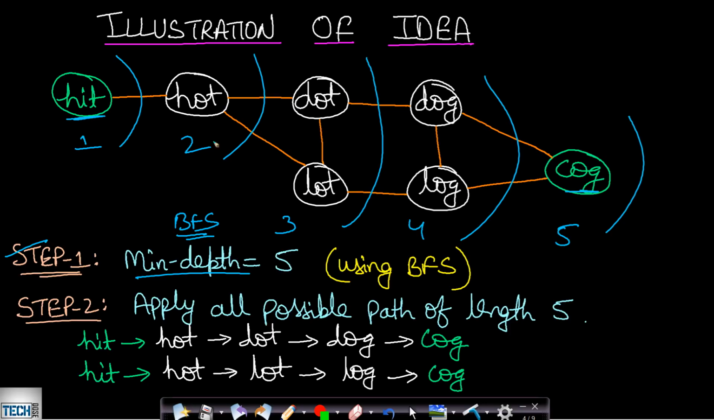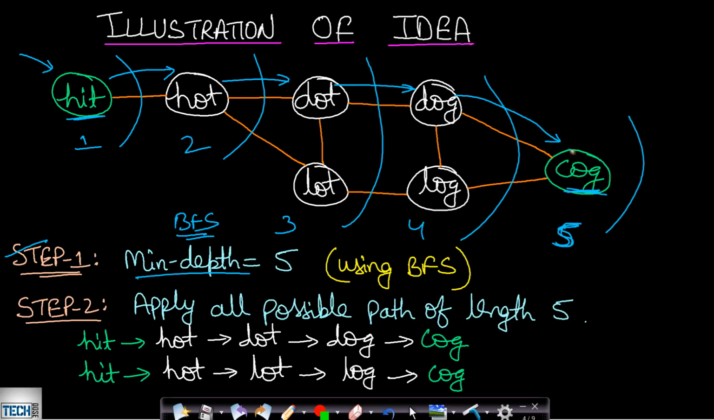So if you are applying BFS and you find the end word, then obviously the first time you find the end word is the minimum distance, which is nothing but the number of levels. This I had explained in the previous problem as well. Now once you know the minimum depth, you can start applying DFS from hit, and then you can make those many number of calls. Like if you start from hit, you will make 1 call, 2 calls, 3 calls and 4 calls. So you went to depth equals 5.